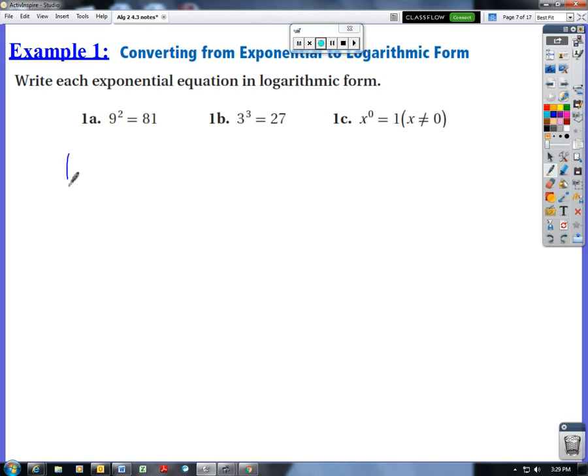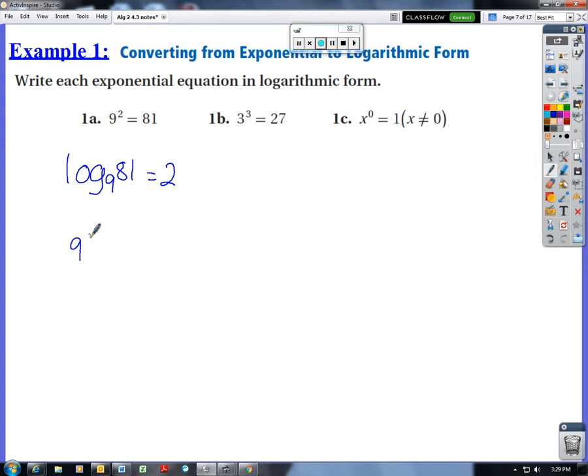So this one, we're writing logarithms, log, base 9, and then the exponent's going to be on the other side. The 2 will be the exponent over here on the other side, and we're taking log base 9 of 81. So log base 9 of 81 equals 2. Or in other words, 9 to what power?